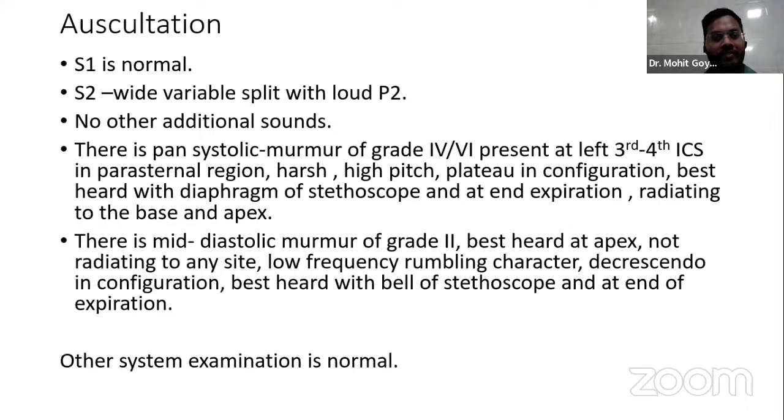On auscultation, S1 is normal. S2 wide variable split with loud P2 is present. No additional sounds are present. There is a pan-systolic murmur, grade 4 by 6, present in left third and fourth intercostal space in parasternal region. Harsh, high-pitched, plateau configuration, heard best with the diaphragm of the stethoscope at the end of expiration, radiating to base and apex. Okay. There's a mid diastolic murmur.